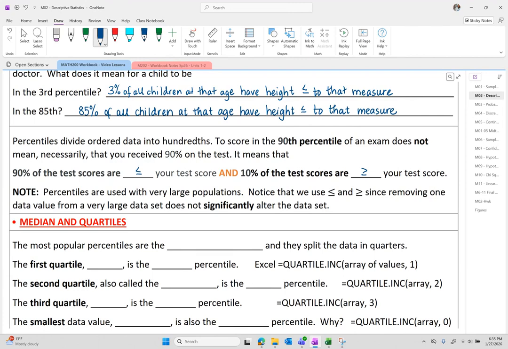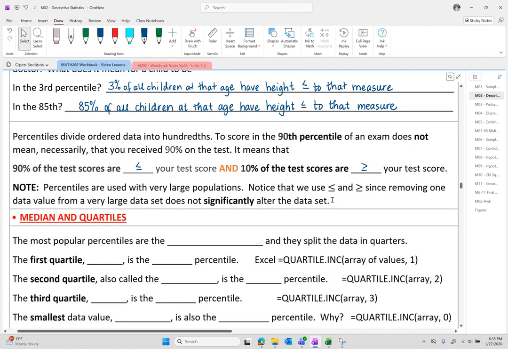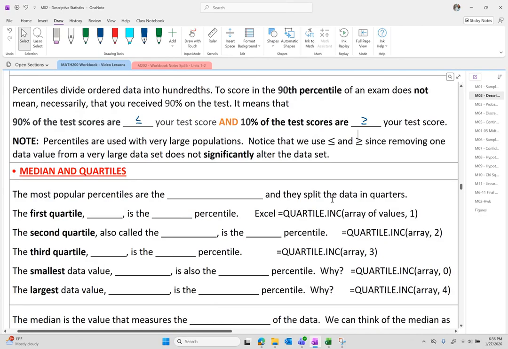Percentiles are used with very large populations, and notice that less than or equal and greater than or equal are used since removing one data value from a very large data set does not significantly alter the data set. So you could also use greater than or less than when the populations are extremely large.